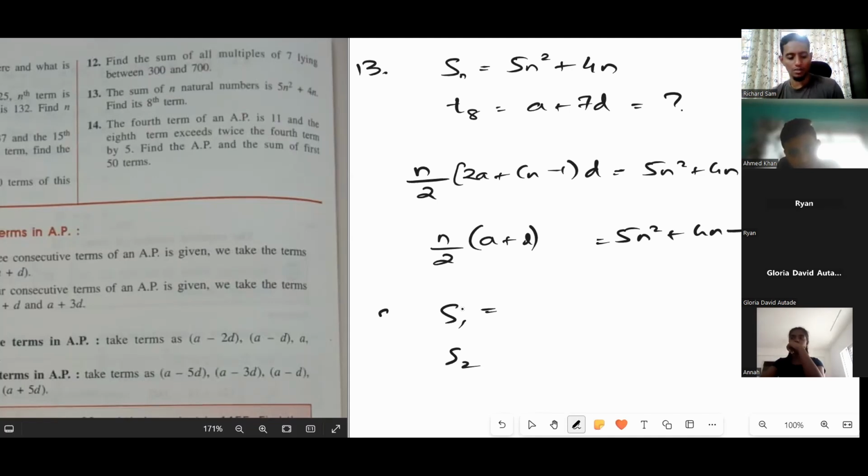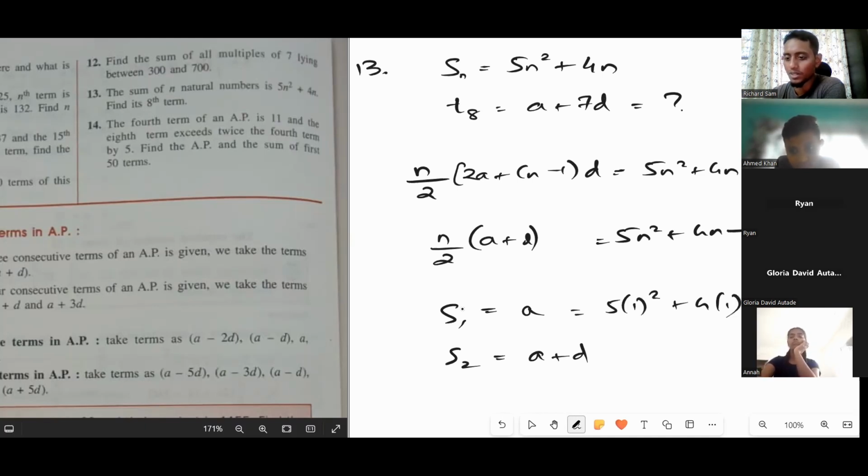So the sum of the first term will be A, and the sum of two terms will be the first and second term added, which gives A plus D, correct? Let's apply the sum of the first term. In place of n, we'll put 1. So what do we get? 5 into 1 square plus 4 into 1.